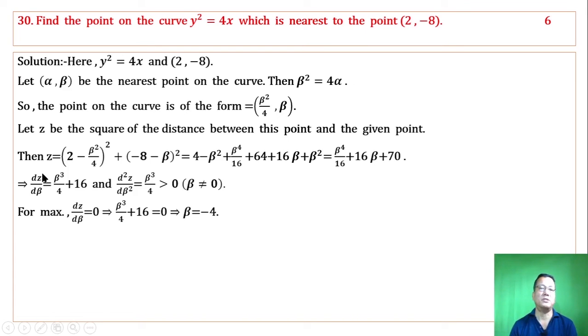For minimum, dz by d beta equal to 0, we get the value of beta as minus 4, which is a real number. When beta equal to minus 4, the value of alpha is 4. The required point is 4, minus 4.